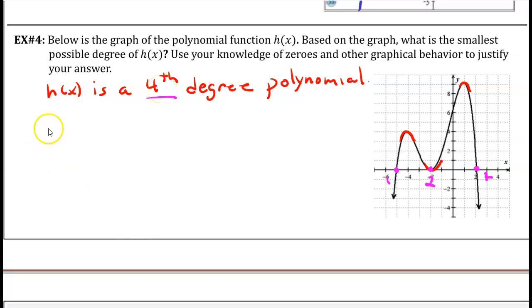And you can explain that in your own words. There's not a right way to say that, just include all the information. You can use the explanation with the turns, or you can use the explanation with the roots, either way.